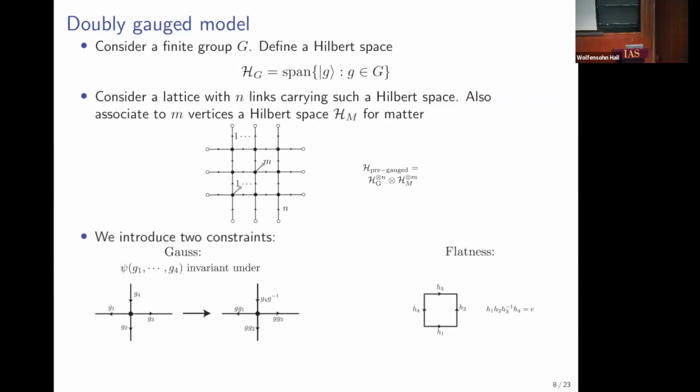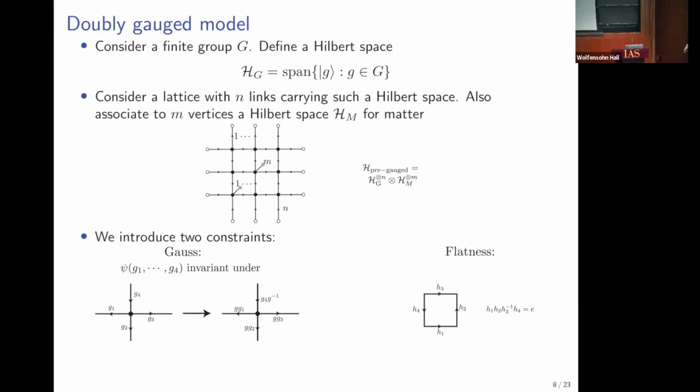Now, we start with this Hilbert space where we've taken, say, n copies of this HG, one for each link, and then m copies of this HM, the matter Hilbert space. And we construct the Hilbert space we really care about by introducing these two constraints. I've drawn them here, let me explain them. This is without matter, and then I'll say how matter modifies it. So if we zoom in on one vertex, as I said, there's a basis for this set of links where we just assign a group element to each link. And so a general state would start out as a wave function over those group elements.